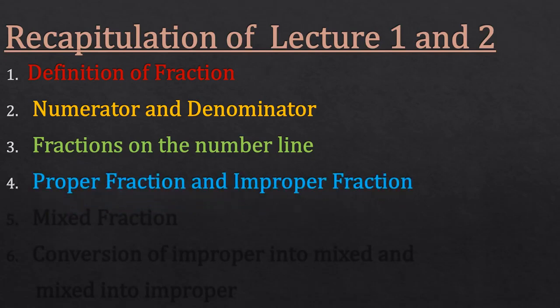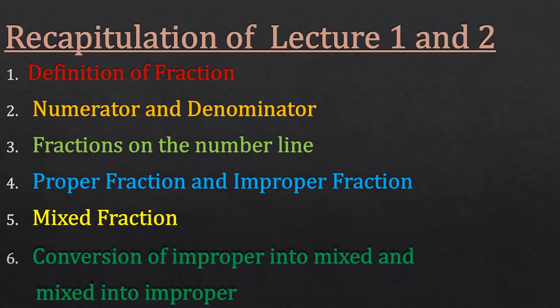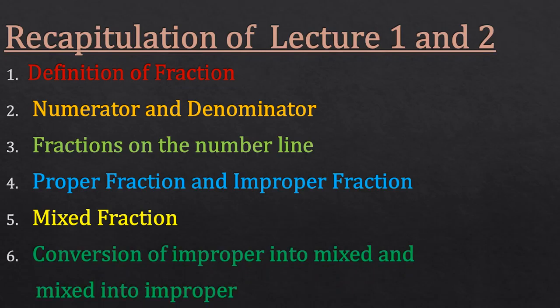After that, we have done proper fraction and improper fraction. Proper fractions are those fractions whose numerator is smaller than denominator, and improper fractions are those fractions whose numerator is greater than denominator. After that, we have done mixed fraction. Mixed fraction is a combination of a whole and a proper fraction. Then conversion of improper into mixed and mixed into improper.